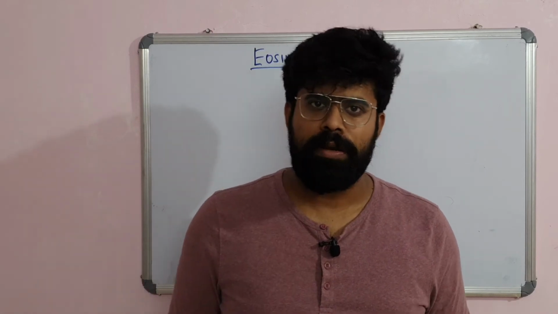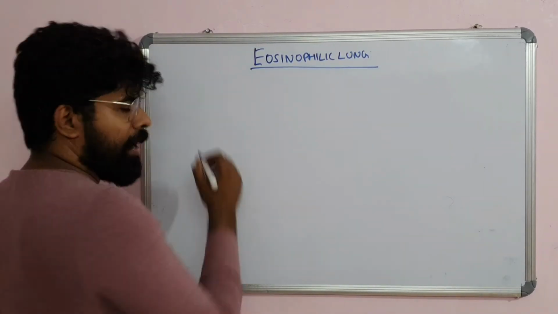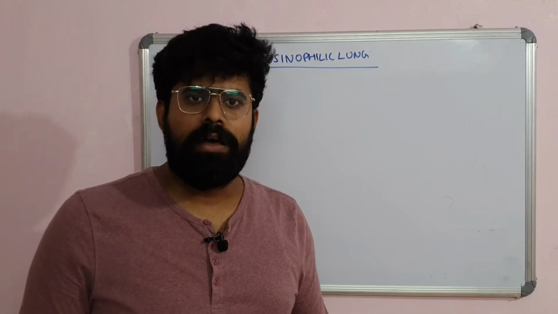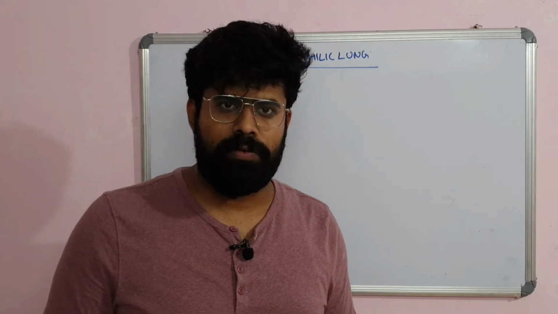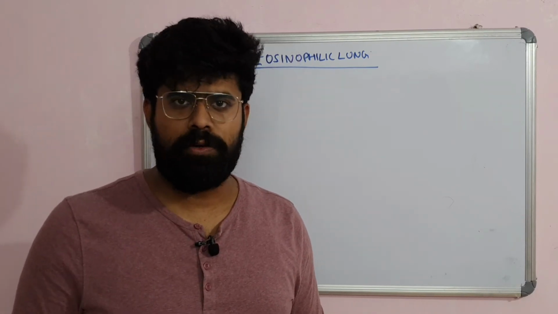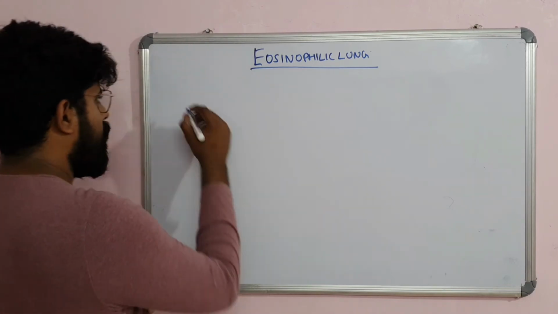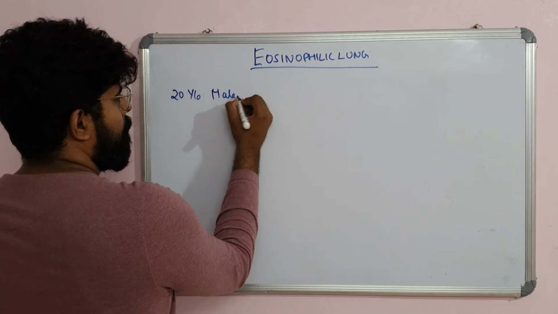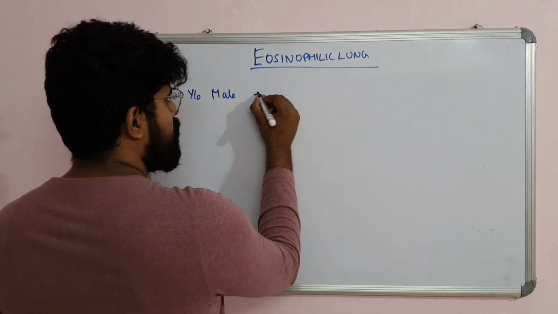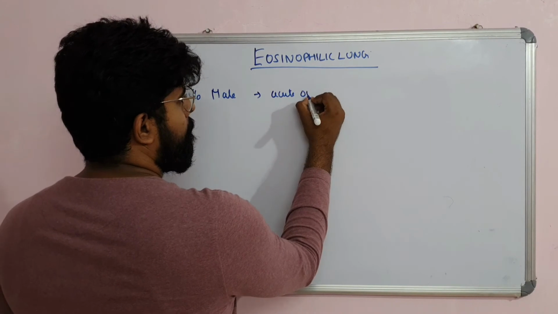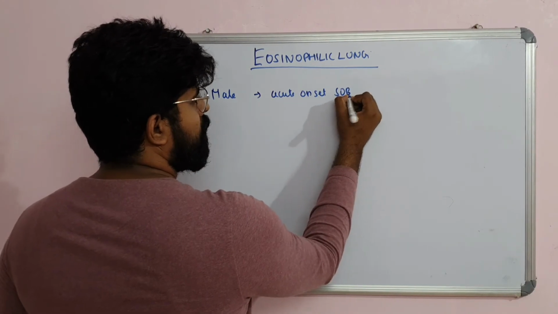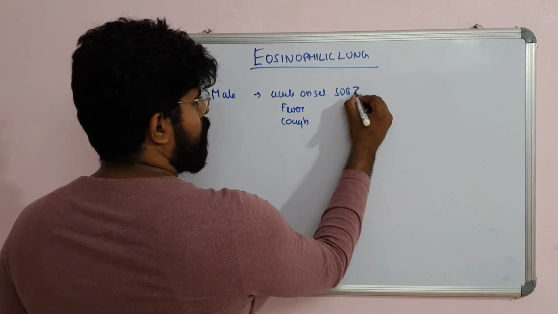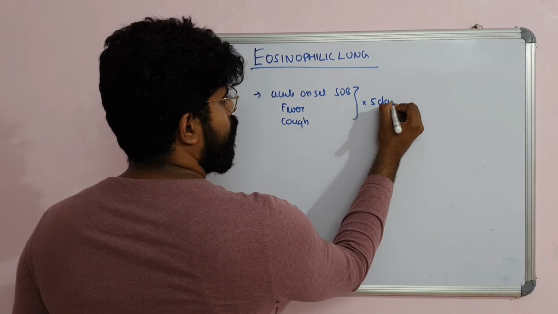There are four important primary eosinophilic lung diseases, namely acute eosinophilic pneumonia, chronic eosinophilic pneumonia, EGPA, and then hypereosinophilic syndromes. First, we will be dealing with acute eosinophilic pneumonia. So, let's say a 20-year-old male presenting to the casualty with complaints of acute onset shortness of breath, fever, cough for a period of 5 days, usually within 1 week.